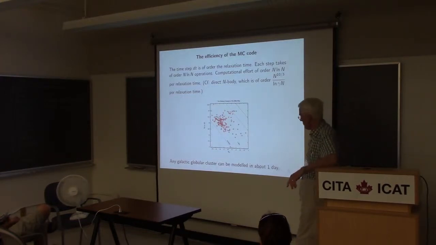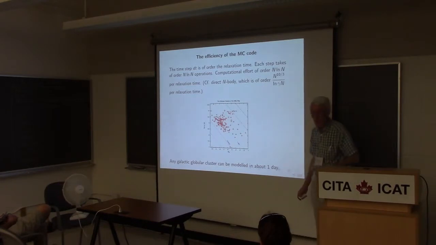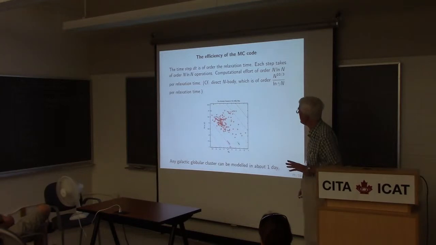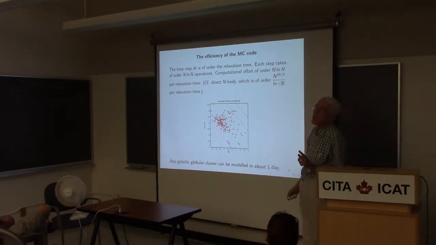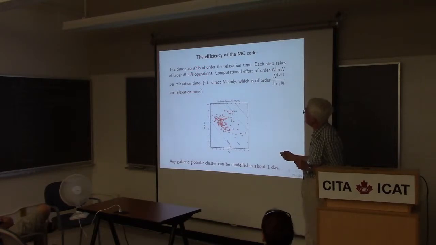Okay, now, what is the main advantage of the Monte Carlo code, and why is it producing a significant fraction of the papers on star cluster modeling? Well, it's simply the fact that it's so fast. The time step that you take in the Monte Carlo code, since basically all it's doing is relaxation, the time step is proportional to the relaxation time.